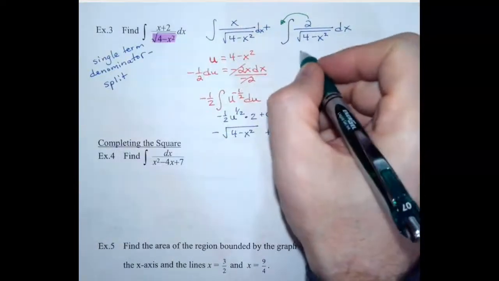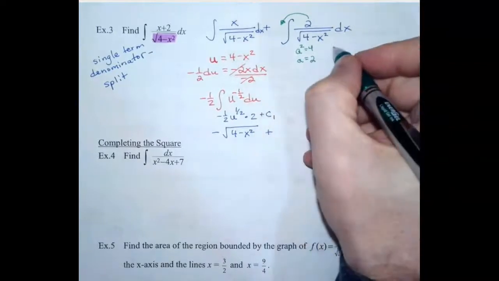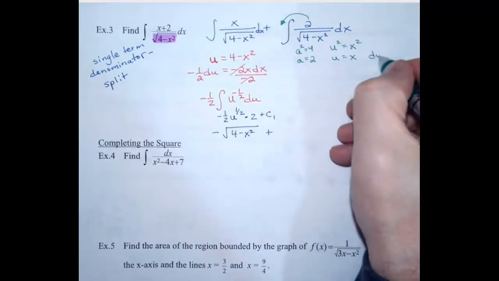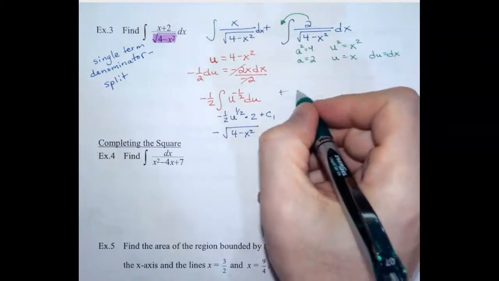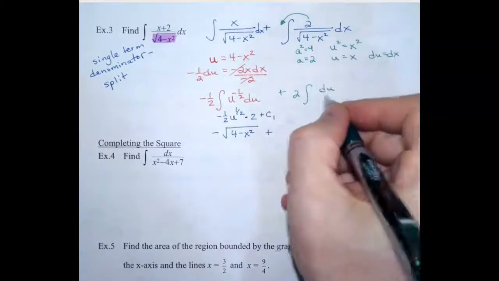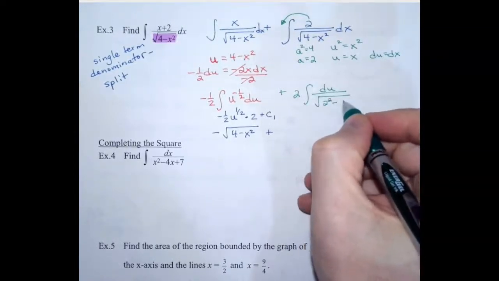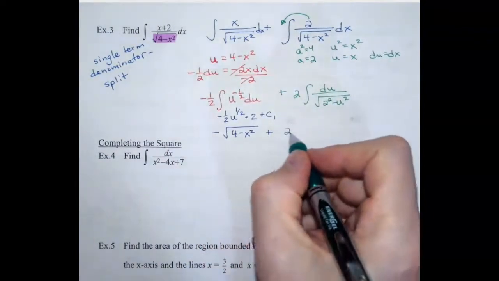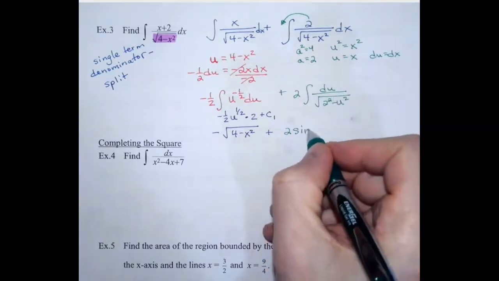Now if you look at this, that's going to tell you that a squared equals 4, so a equals 2. U squared equals x squared, so u equals x, so du equals dx. Okay, so we had that 2 factored out, and then the dx becomes du, and then here we have the square root of 2 squared minus u squared, and that's going to fit our arc sine, inverse sine. So that's going to be inverse sine.